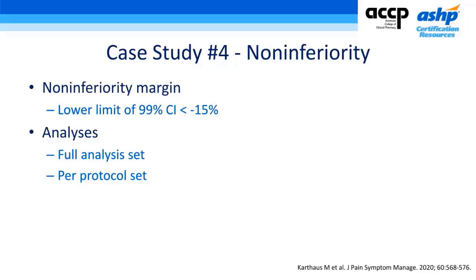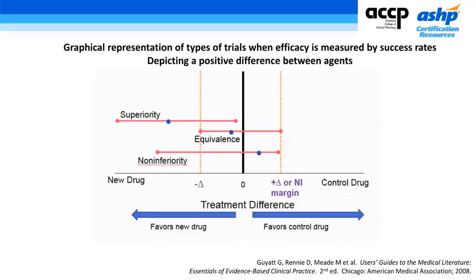protocol analysis set. So I want to show some graphical representations of non-inferiority versus superiority and equivalence before we get into the results of the non-inferiority trial from case 4. So to orient you, down the middle we have the null effect at 0. It could be 1 if you're using ratio world. And then along the x-axis, we have new drug and control drug. And then the dotted lines depict the non-inferiority margin, the negative or positive.